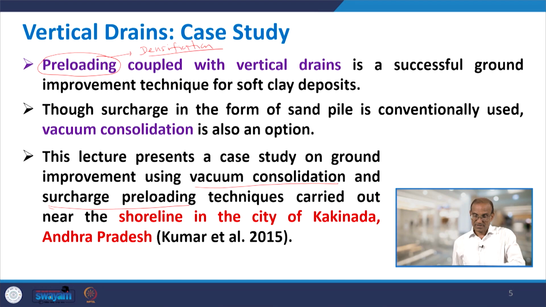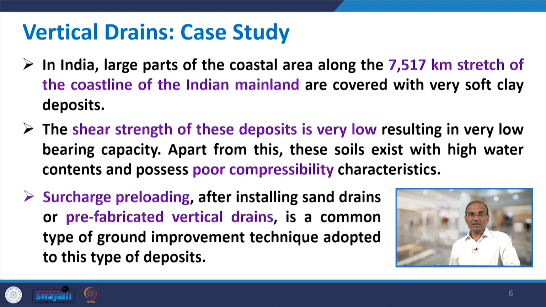Here in India, large parts of the coastal area along the more than 7,500 kilometer stretch of the coastline of Indian mainland are covered with very soft clay deposits. So, near the coastlines you have the soft clay, which is marine clay. The shear strength of these deposits is very low, resulting in very low bearing capacity. Apart from this, these soils exist with high water contents and possess poor compressibility characteristics. So, so many things are there with this.